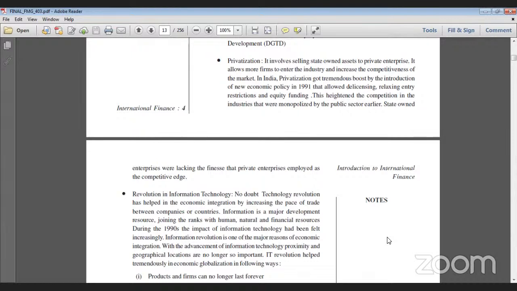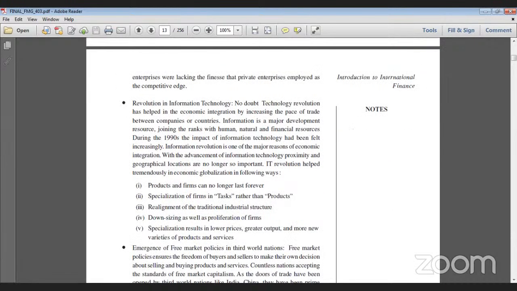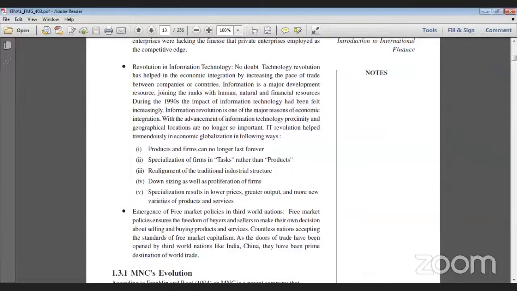The IT revolution has tremendously helped globalization in the following ways. First, production of the firm can no longer last forever. Specialization of firms in tasks rather than production, realignment of the international traditional industry structure, downsides as well as proliferation of firms. Specialization results in lower prices, greater output, and more new varieties of products and services.